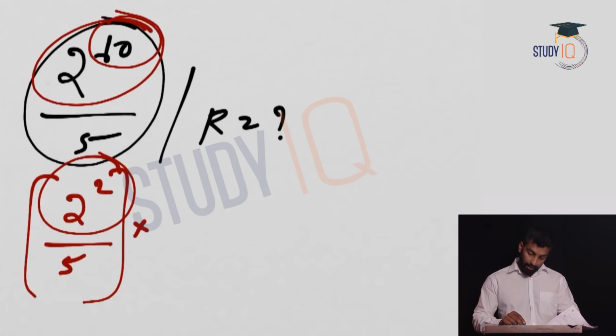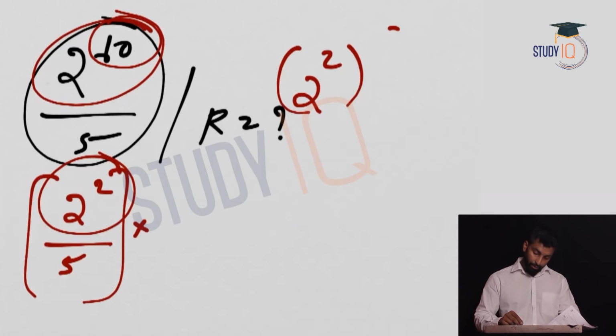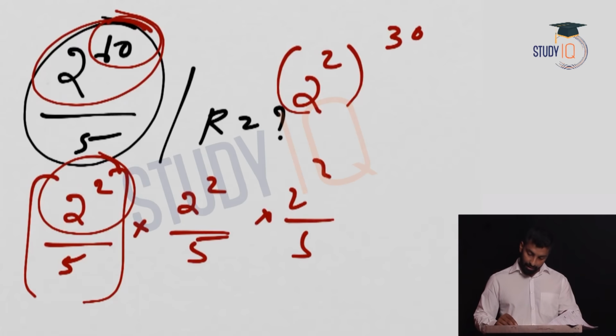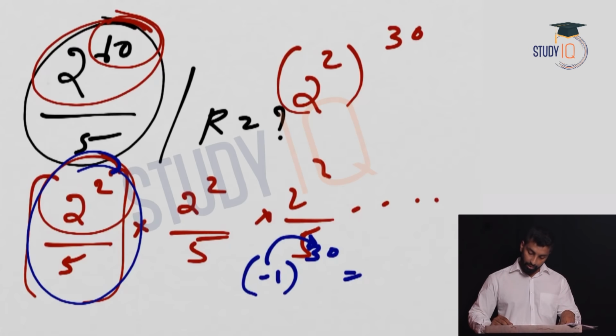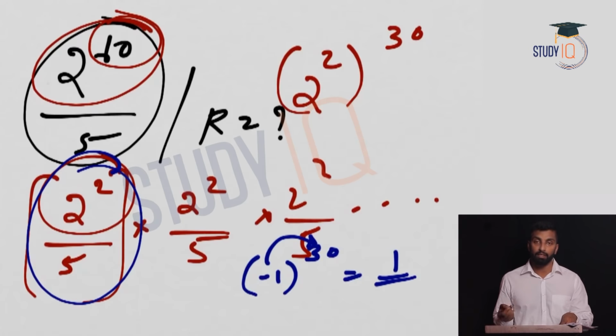Here I have 60, so I need to write it as 2 raised to 2 raised to 30, right? So 2 raised to 2 by 5, into 2 raised to 2 by 5, like that 30 times, right? So how will you write the answer? You know the remainder here is -1, and 30 times, so -1 raised to 30. -1 with an even power, you write it as 1. So the answer for this question is 1, right?